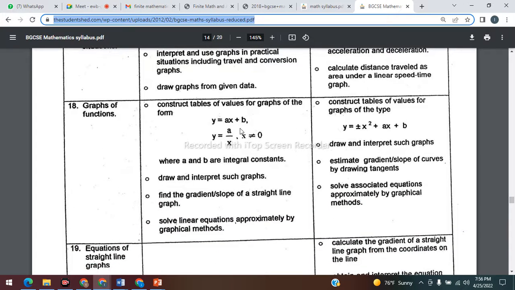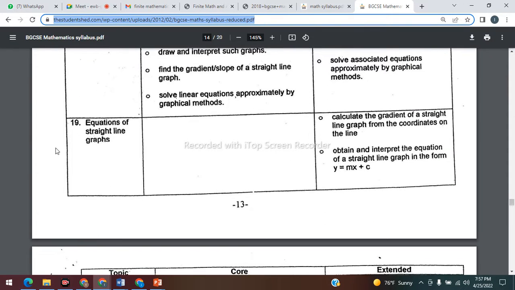And then this one is, of course, we do this all the time, linear graph. This is the reciprocal, right? And this is when they ask us to find the slope, the gradient, solve them, stuff like that. This one is the same thing. Construct a table. We've done this before, drawing the tangent line, stuff like that. We've done that. Equations of a straight line graph, same thing. When we plot the coordinates and stuff like that.